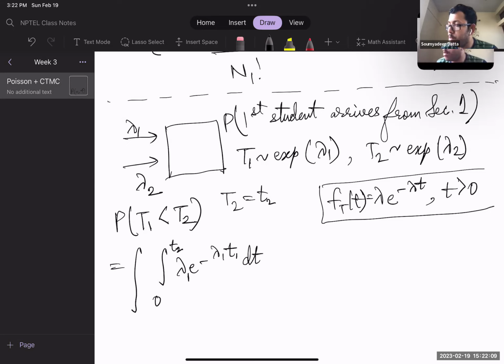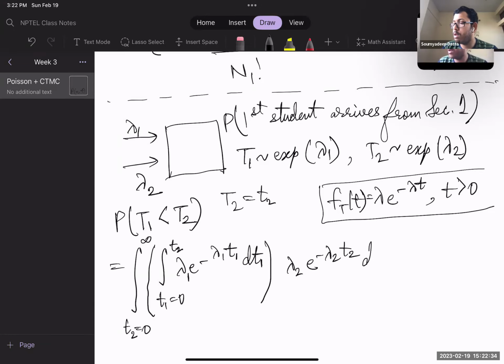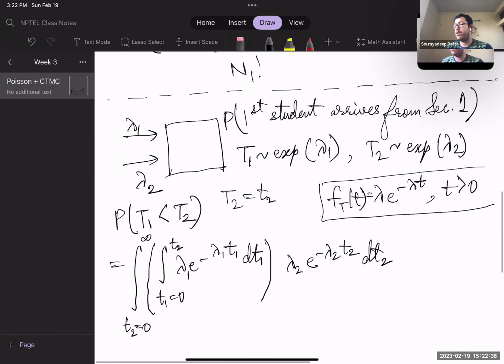Let me make it clear. You integrate T1, dt1, from 0 to T2 for a given value of T2. Now T2 itself has a probability distribution, so T2 can have any value from 0 to infinity. This will be lambda 2 e to the power minus lambda 2 T2 dt2. Does this make sense?